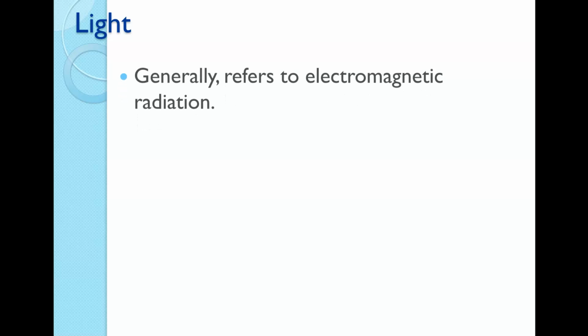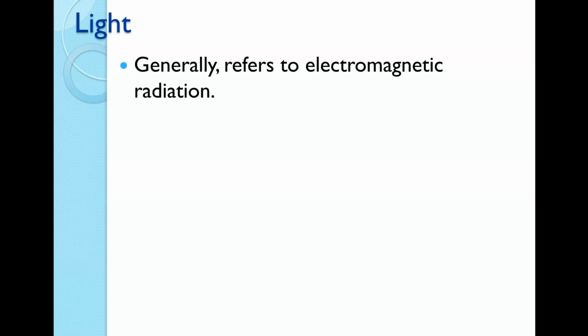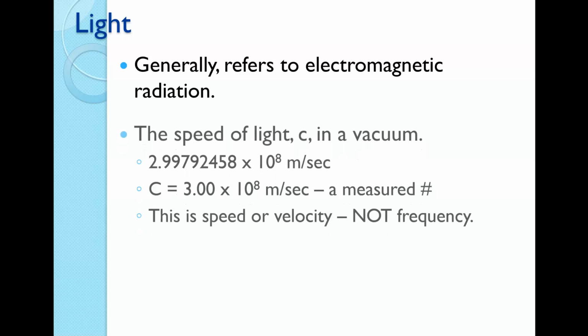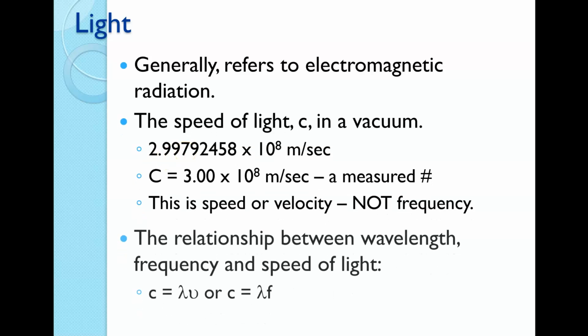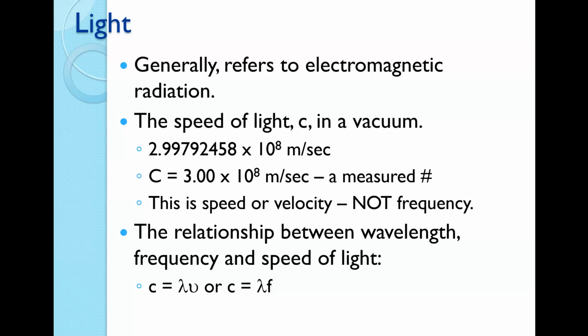And the relationship between them has to do with the velocity of light. So light is generally referred to as electromagnetic radiation. The speed of light in a vacuum is this. The relationship between frequency and the speed of light is c equals lambda f. This is measured in meters per second, which means when you put in lambda, wavelength, it has to be in meters, and frequency has to be in seconds inverse, so that the units match before you do that equation.